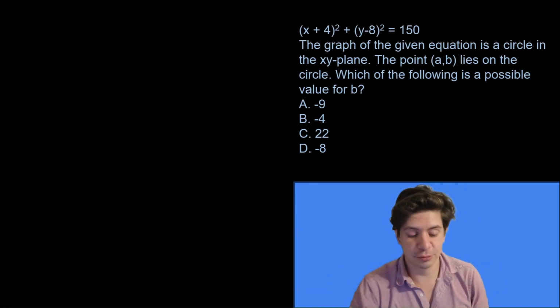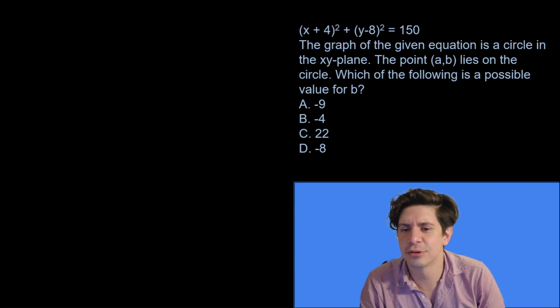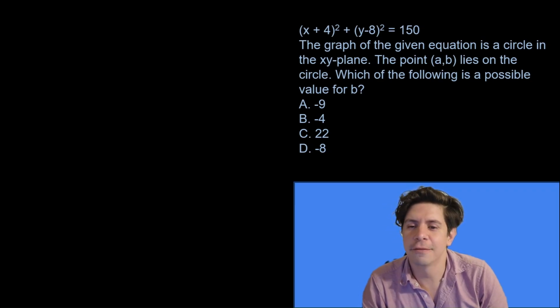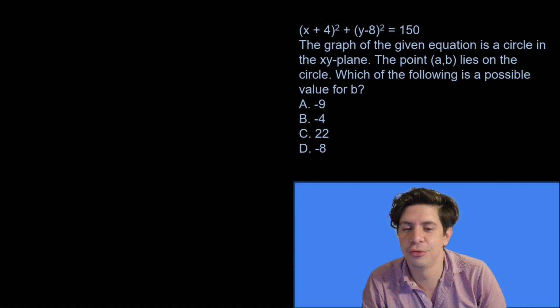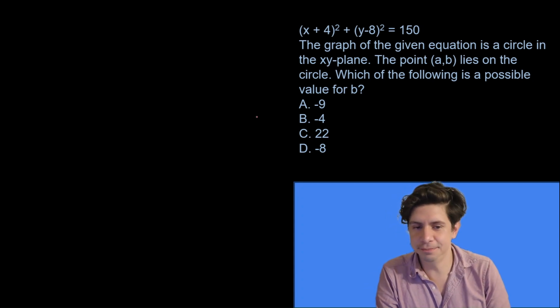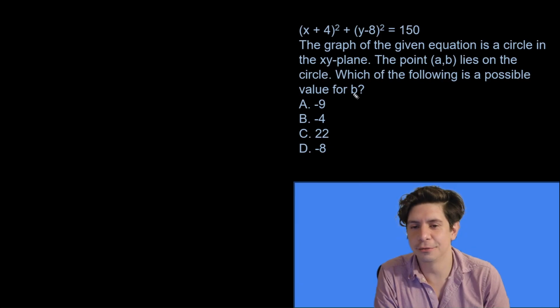So first question we have is here. It is (x + 4)² + (y − 8)² = 150. The graph of the given equation is a circle in the xy-plane. The point (a, b) lies on the circle. Which of the following is a possible value for b? Okay, so b is the y value.